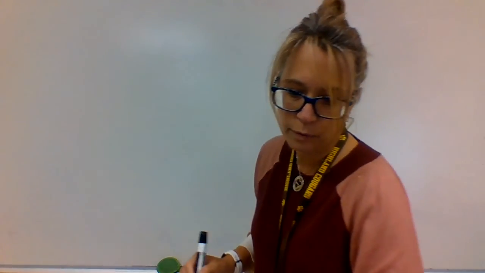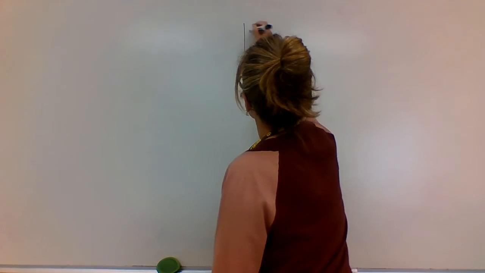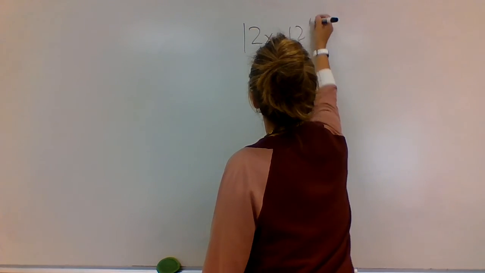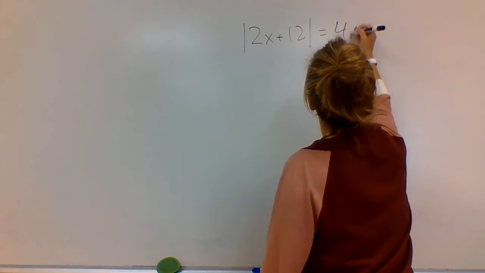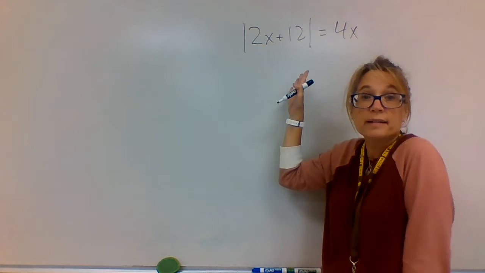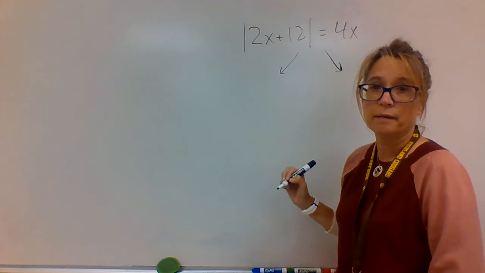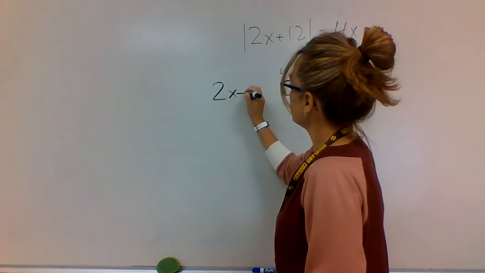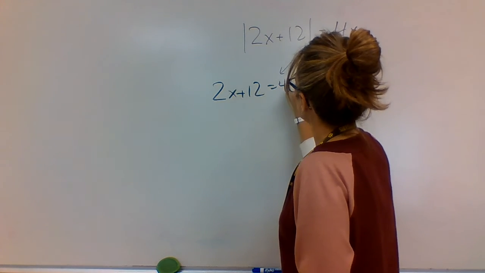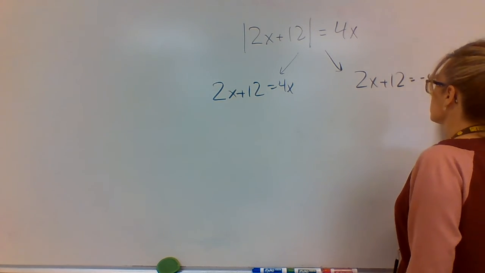So let's say you would get, let's try this one over here. Okay, there's an example in your book. It looks something like this, okay? The absolute value of 2x plus 12 equals 4x. My absolute value expression is already by itself, so I don't have to do anything. I can right away do my two ways. Okay, so 2x plus 12 can equal 4x, or 2x plus 12 can equal negative 4x.